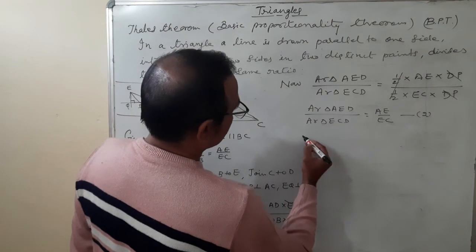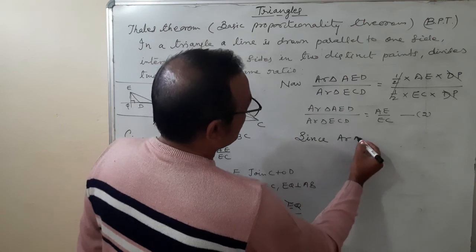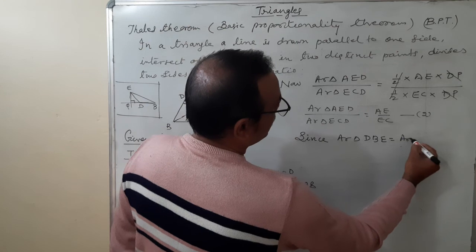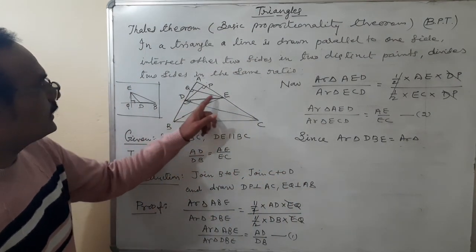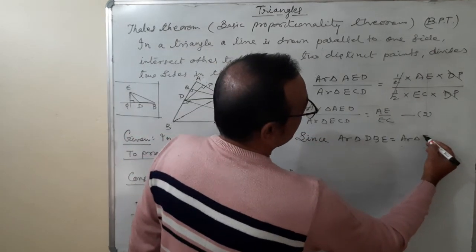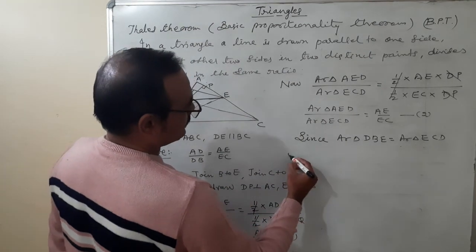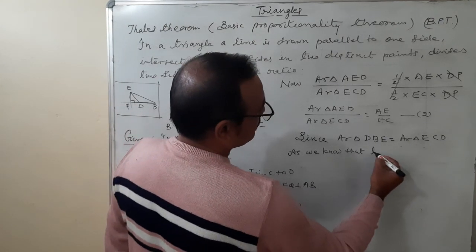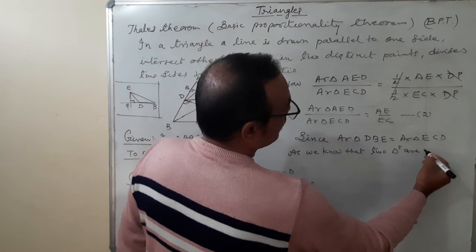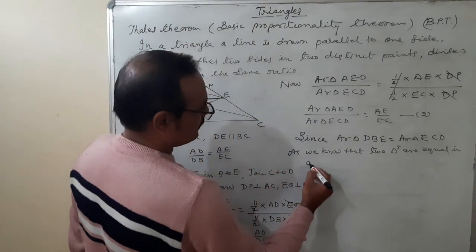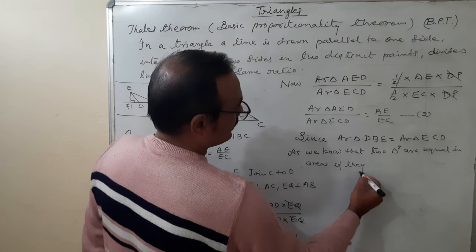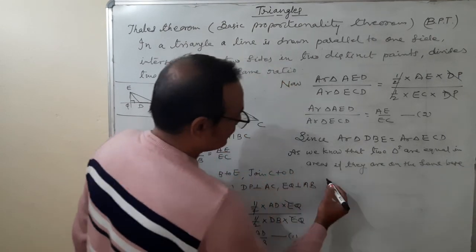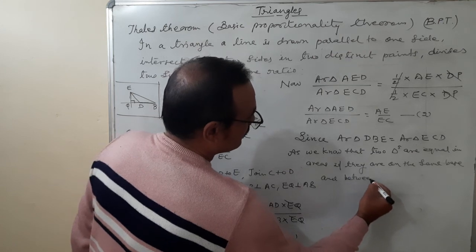Here I have to write: since area of triangle DBE is equal to area of triangle ECD, because as we know, two triangles are equal in areas if they are on the same base and between the same parallels.